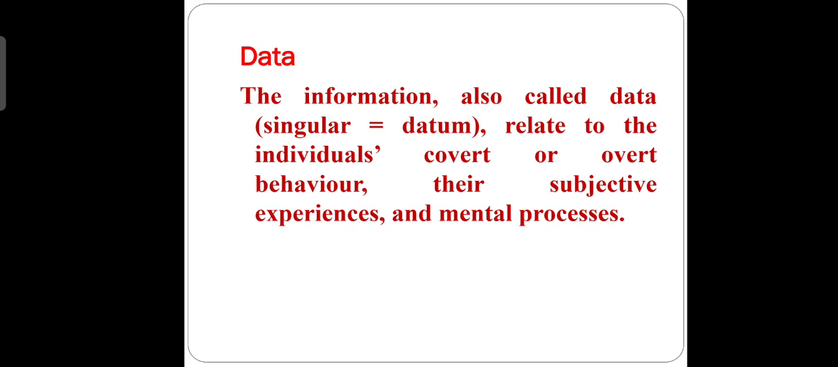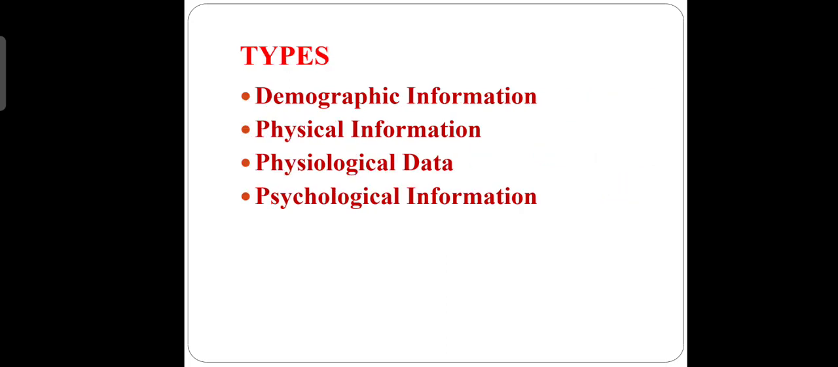And now, the nature of psychological data. The information, also called data, relates to the individual's overt and covert behavior. Overt, which is expressed; covert, the internal behavior. There are various kinds of data. Demographic information, for example: name, age, birth order, education, occupation, number of children.